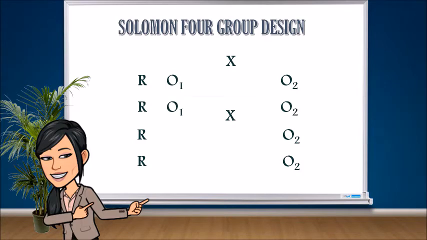The last in true experimental research design is Solomon four-group design. Subjects are randomly assigned to one of four groups. Two of the groups, experimental group 1 and control group 1, are pre-tested. The other two groups, experimental group 2 and control group 2, receive the routine treatment and no treatment. A post-test is given to all four groups.